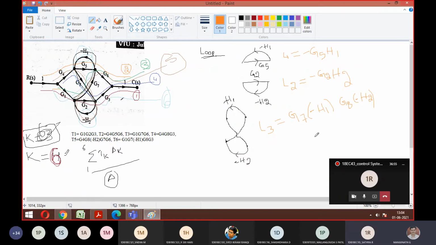Do you have any other loops? Yes, sir. Which is that? G8, okay, let me trace first here. G8 minus H2. G8 is ending here. How can you go to minus H2? Here, this side. Okay, let me write here. So G8 minus H2, these two nodes, G7 minus H1, and again back to this. Is it so? Okay, good. So what is the difference between these two? Is it same or different?